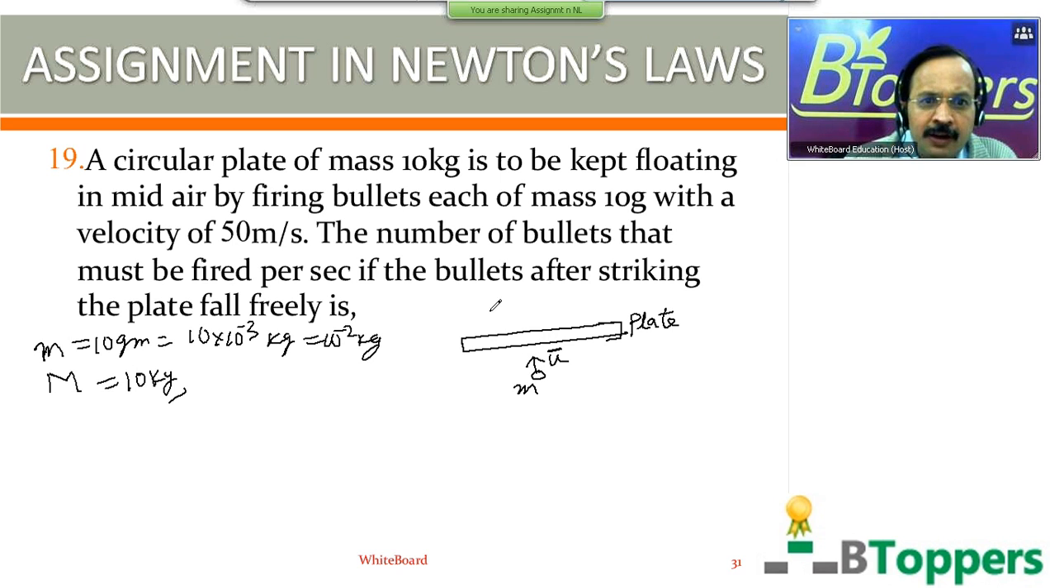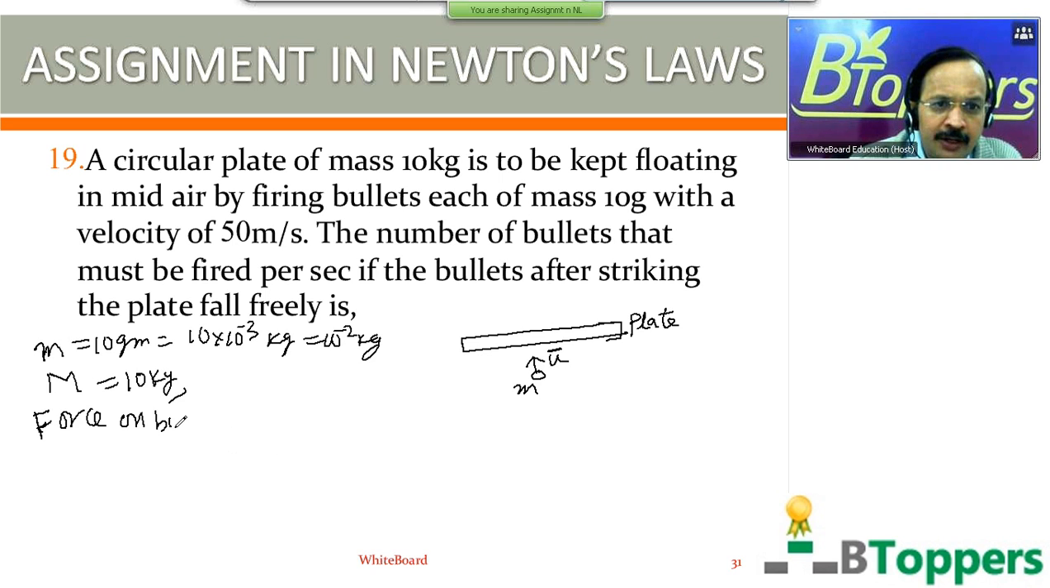So it is given that the bullets fall freely after striking the plate. That means the velocity of each bullet just after striking the plate can be taken as 0. I mean, the velocity of each bullet just after impact with the plate can be taken as 0, because it is given that the bullets fall freely. So the force on the plate by the bullets acts in the upward direction. So the reaction force on the bullets by the plate acts downwards.